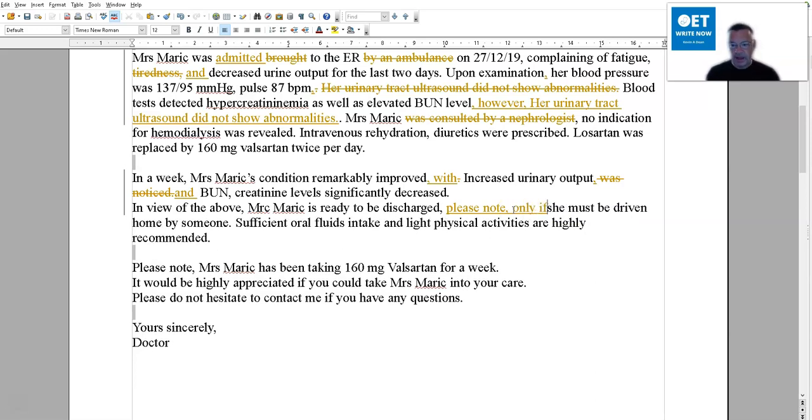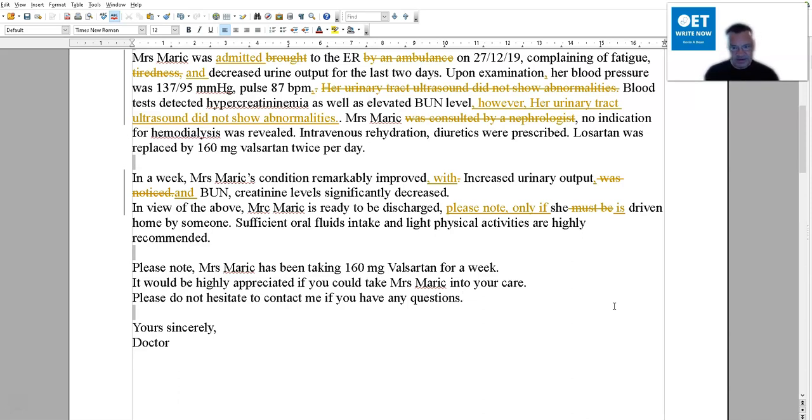Please note, only if she is driven by someone, or only if she is driven home by someone. Anyway, we need to make the point that she shouldn't be driving. All right, however you word it.